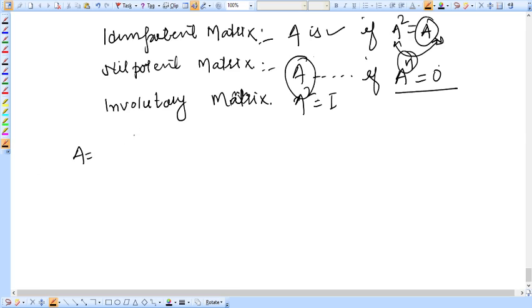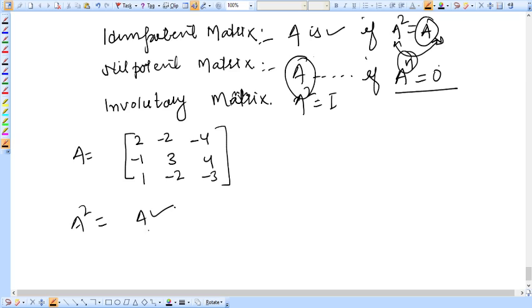I'm going to give you an example of idempotent. See, if A is equal to 2, 4, minus 1, 3, 4, 1, minus 2, minus 3, and you multiply this matrix by itself, you will get A again. Just check this out. So on squaring, you will be getting A again.